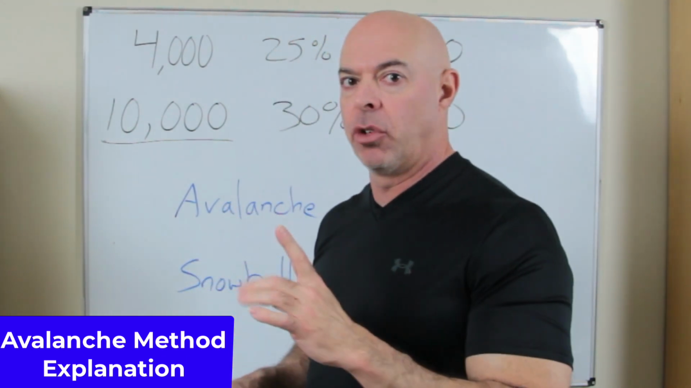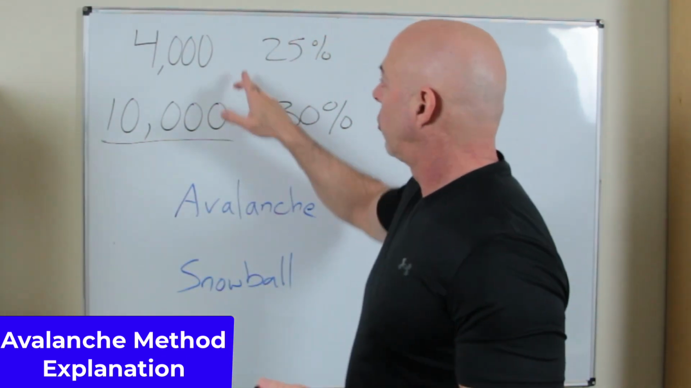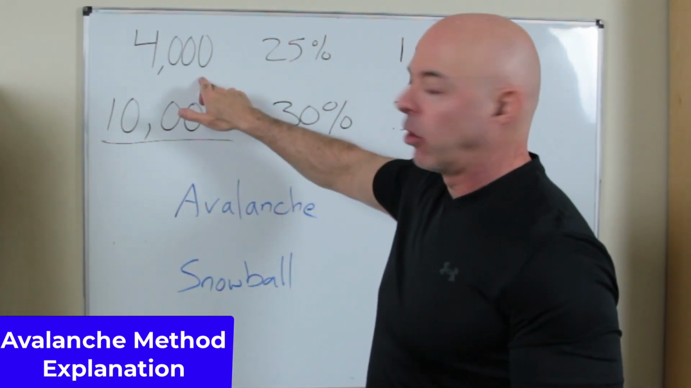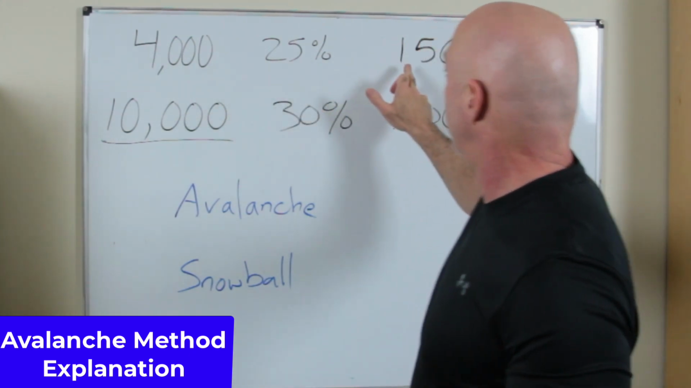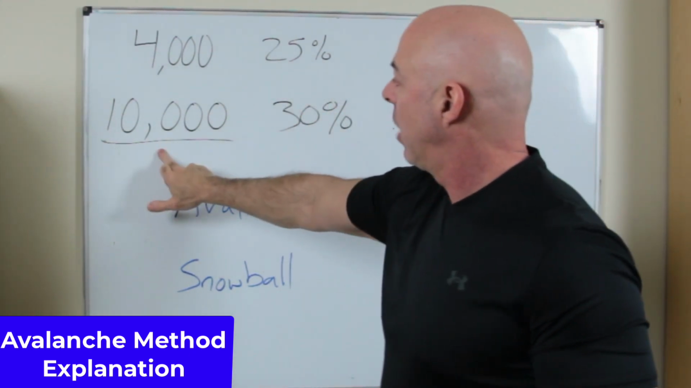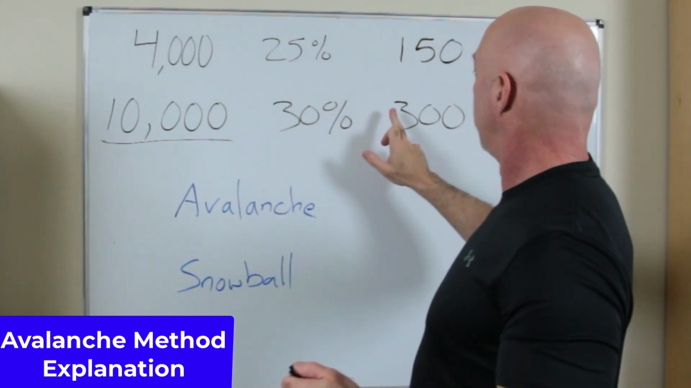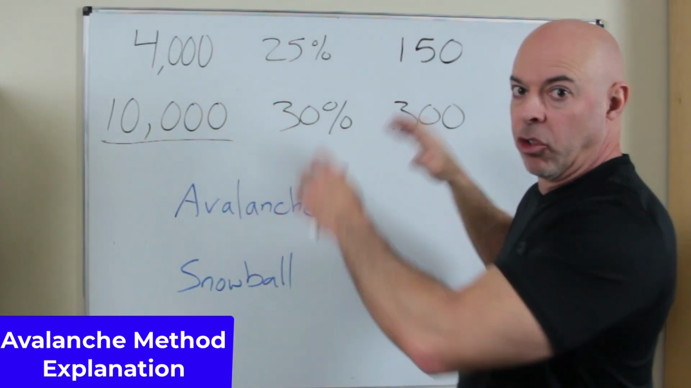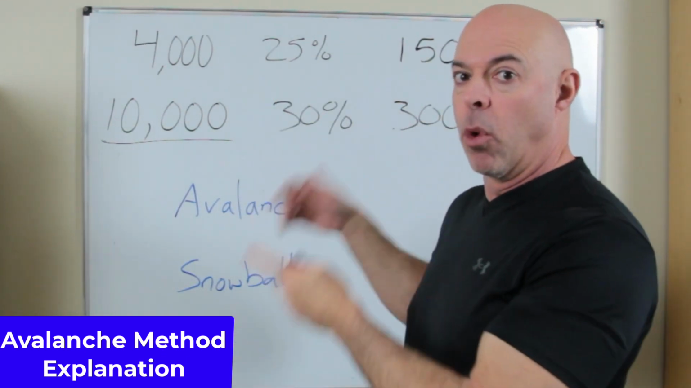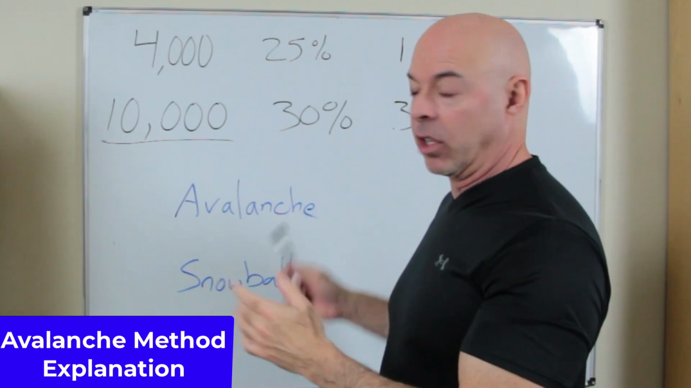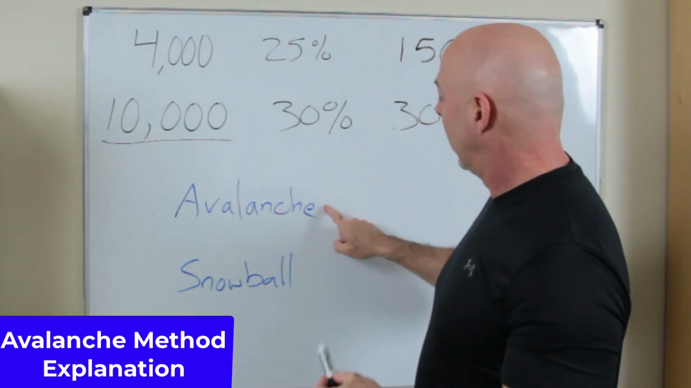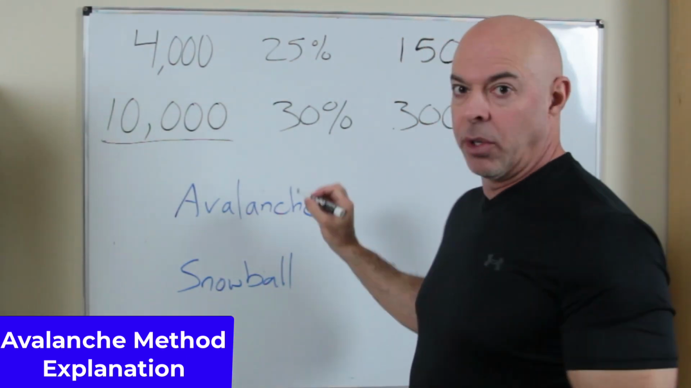I'll also compare it to the Snowball method. I've got 2 examples here of a $4,000 credit card, 25%, minimum payment of $150. $10,000 credit card, 30%, minimum of $300. I'm just using this to explain the methods, and then we'll get into the scenario that we discussed in the beginning.